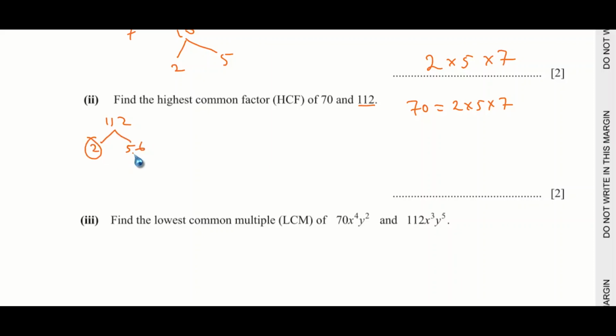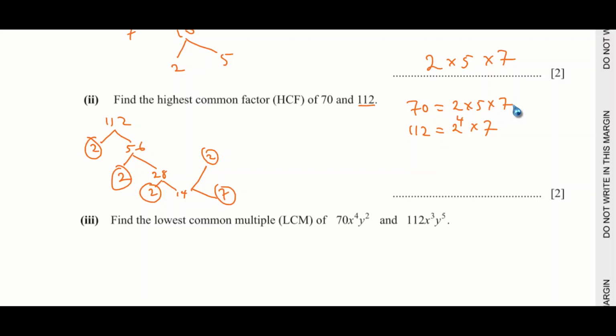So we have 2, and we need to break 56. It's still an even number, 2 can still go. It will be 2 and 28. We can still go, we'll break 28 into 2 times 14. Then 14 will be 2 times 7. So that means 112 is equal to 2 to the power of 4 times 7.